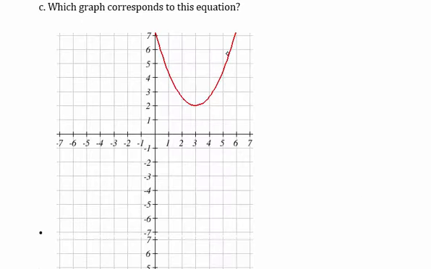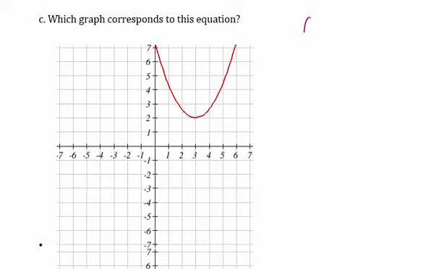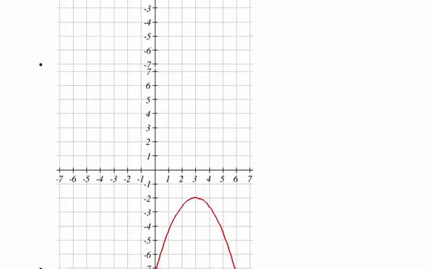Lastly, we want to pick out which graph matches the given equation. And so remember, the vertex was at 3, 2. And you can also tell from the sign of a, the leading coefficient, since it was positive, that the graph opens upward. So graph 1, this one, does have a vertex at 3, 2, and it does open upward. So this could be our answer.